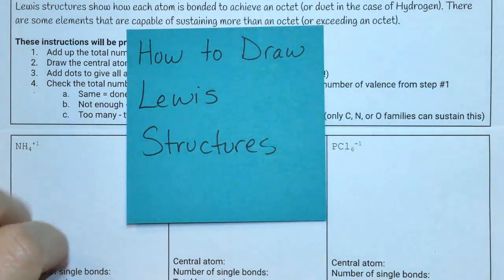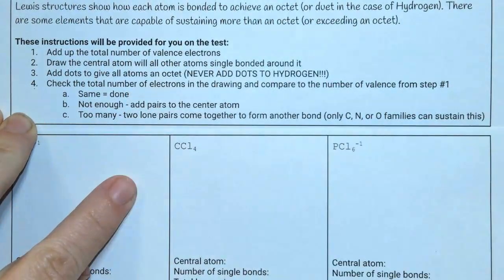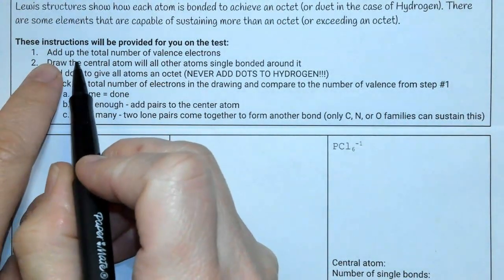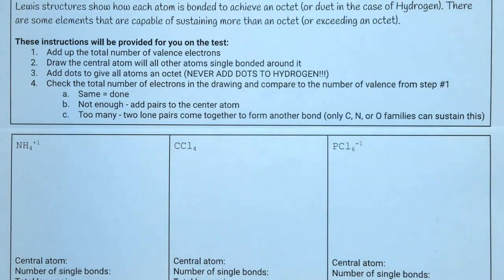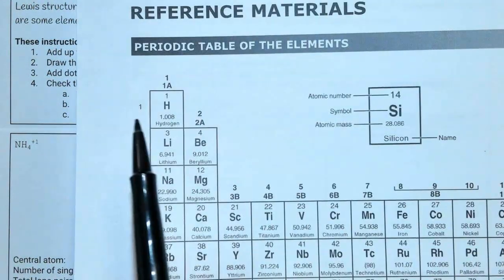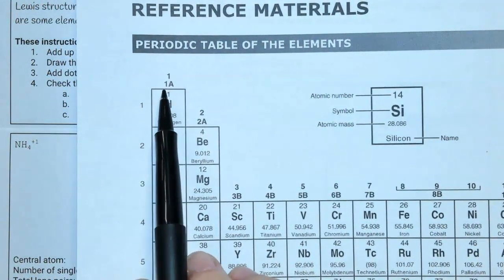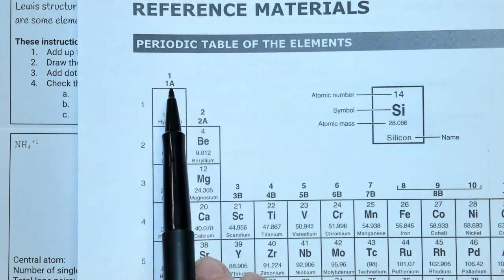Hi, in this video it'll teach you how to draw Lewis structures. Here are the instructions. We add up the total number of valence electrons, which requires us to use a periodic table. Look at the top of the column. This tells you the number of valence electrons in that family.